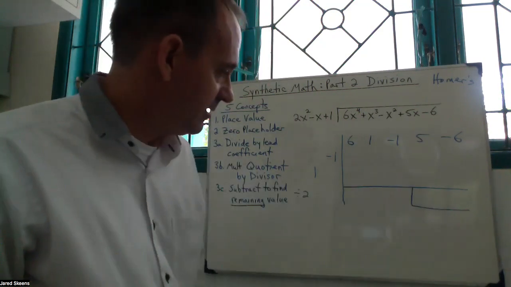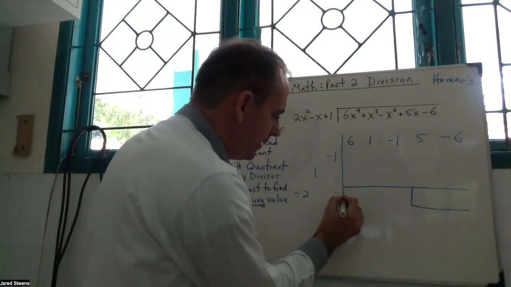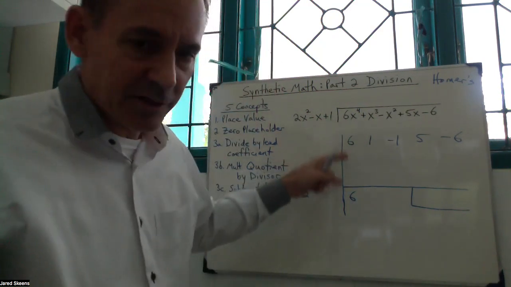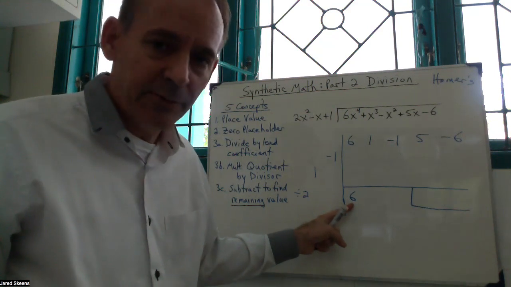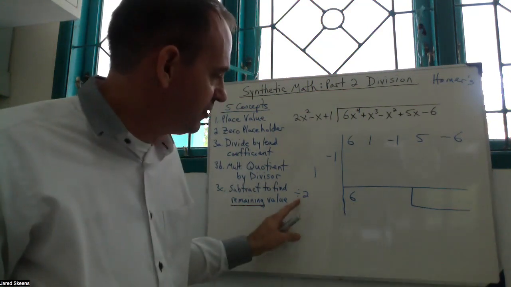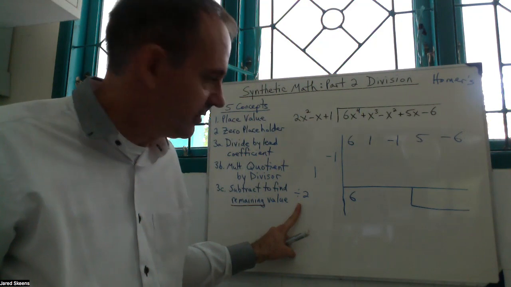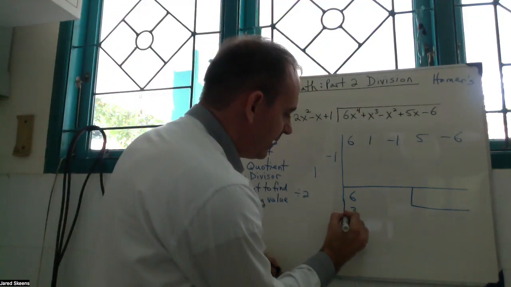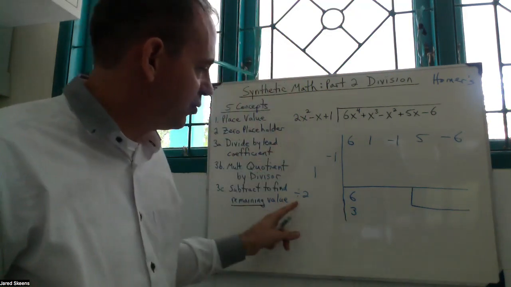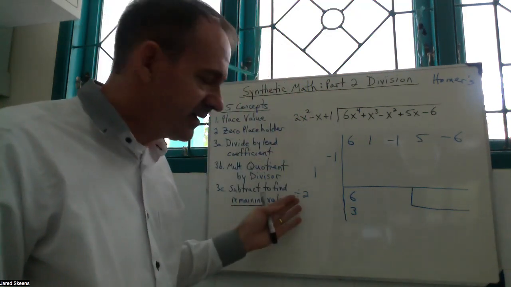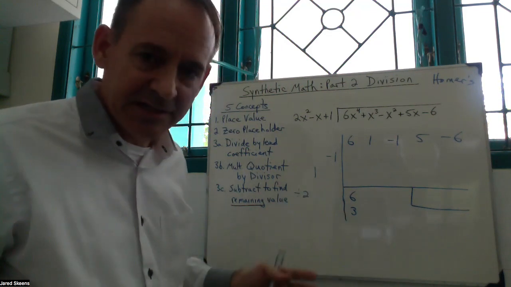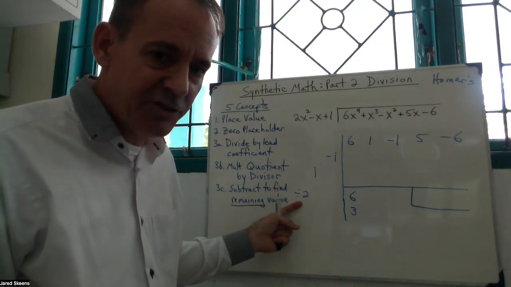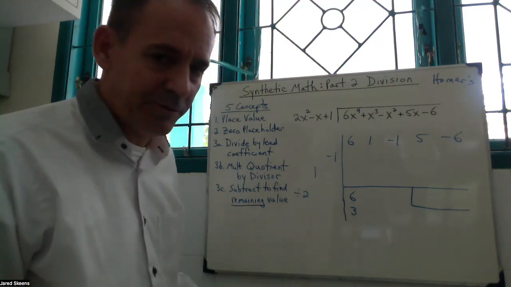So quotient, remainder. So what we do here is we bring down our first number, the coefficient of our first term, 6. And remember, the first step is to divide by the lead coefficient. So 6 divided by 2 is 3. You just write it right underneath of that. If your lead coefficient is 1, you're technically still dividing by 1, but it doesn't change the number, so you can get away with 1 row. But since our lead coefficient is 2, we divide by 2, we get 3.